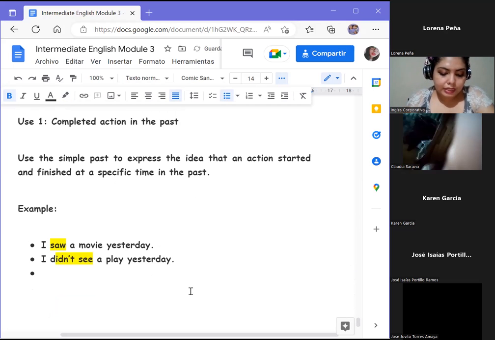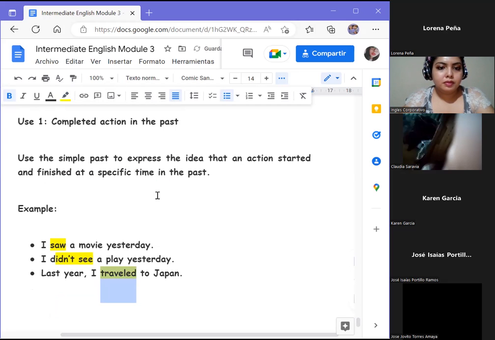Then we have another one and it says, last year I traveled to Japan. Then in negative, last year I didn't travel to Korea.